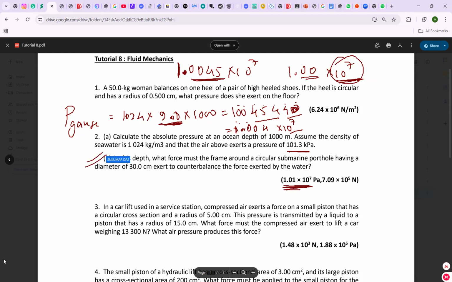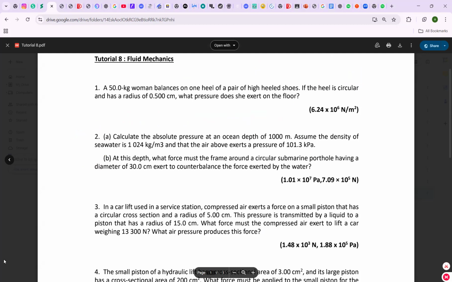Now do question number B. Have you understood this 2A? Good. Then 2B. At this step, what force must the frame around the circular submarine porthole having a diameter exert to counterbalance the force exerted by the water? So there's a submarine. Its porthole has a diameter of 30. How much does it have to exert to counterbalance the force exerted by the water, right? Yes, for it not to break. So, how to do?